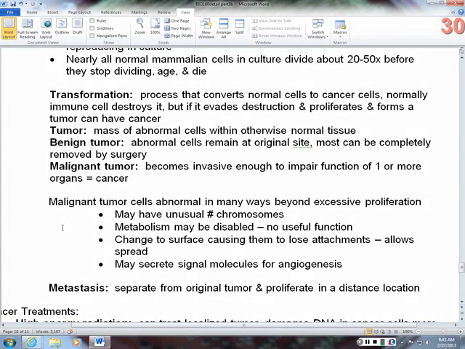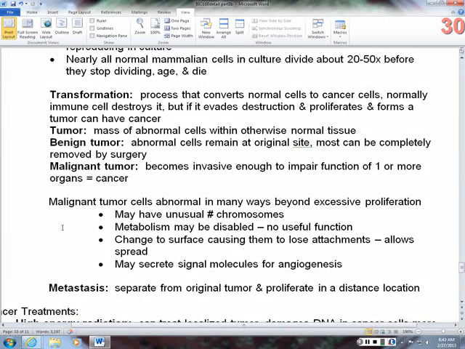A benign tumor, the abnormal cells remain at their original site. They're not moving around. And they can generally be completely removed by surgery, and that's usually the end of what you have to do for it. If you're going to have a tumor, that's the kind you want to have.